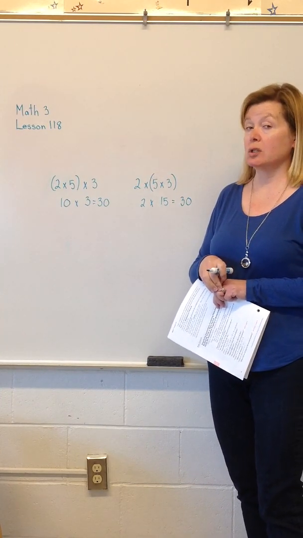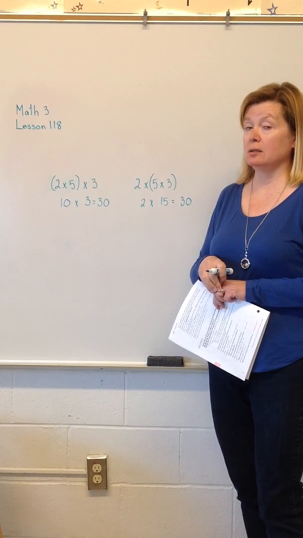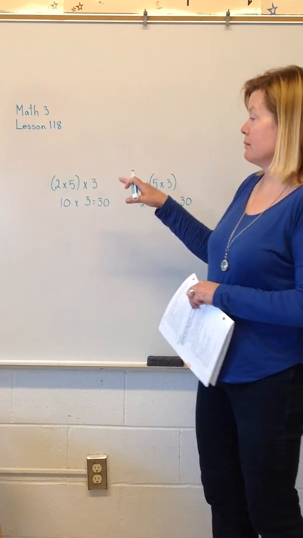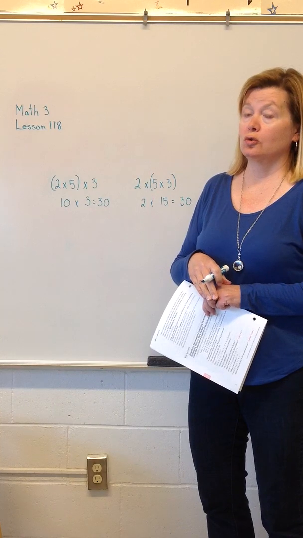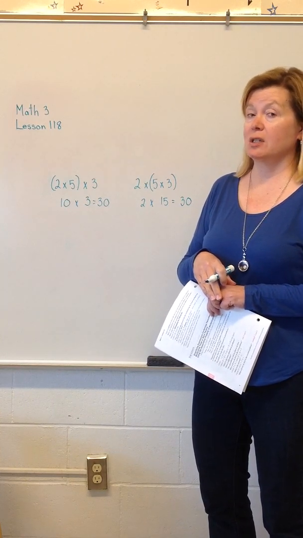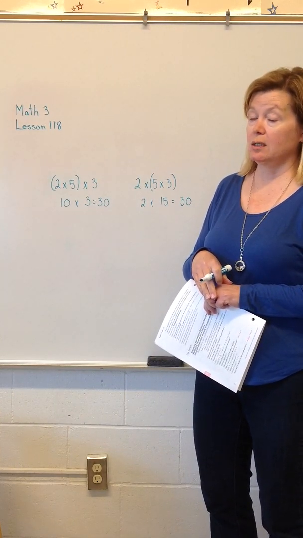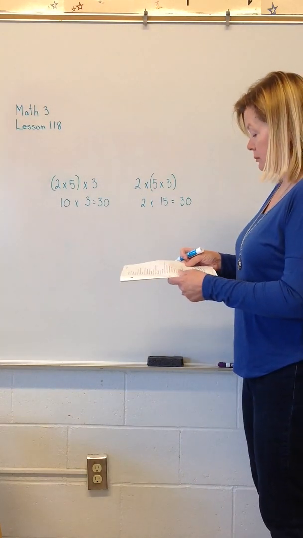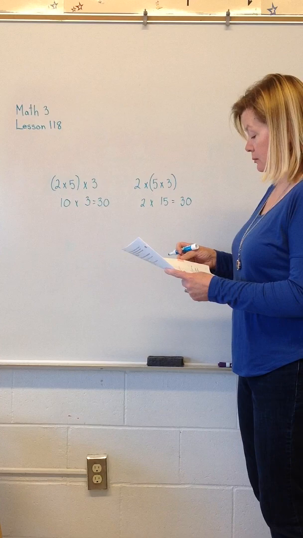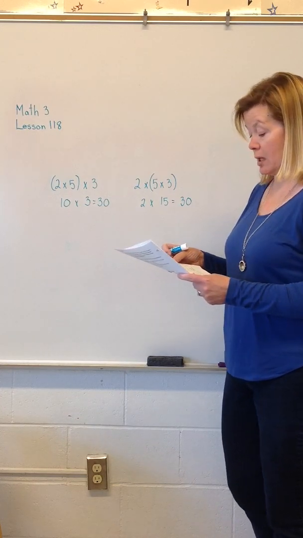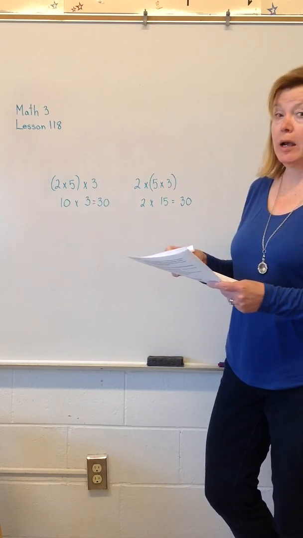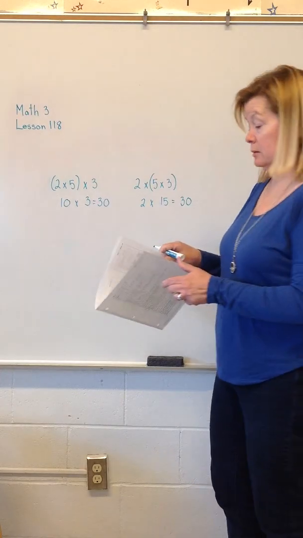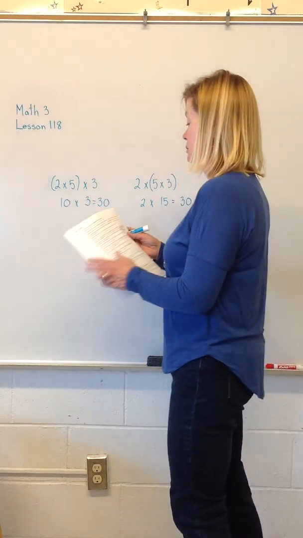This is the associative property of multiplication. When you are multiplying 3 or more factors together, it doesn't matter which order you do it in, you're going to end up with the same answer. So let's try another one. You ready? Let me erase this.